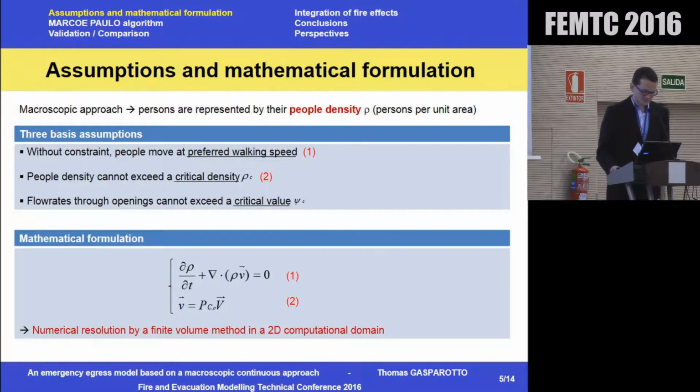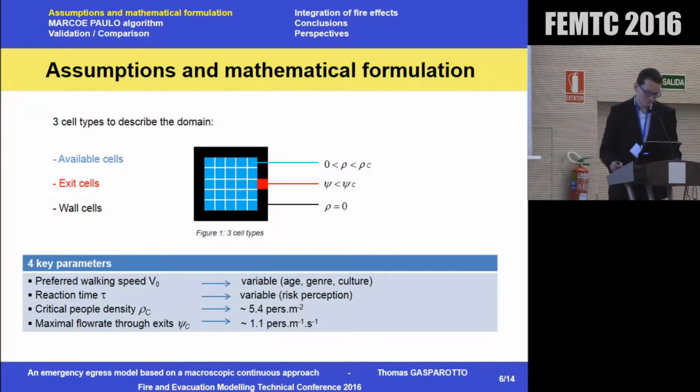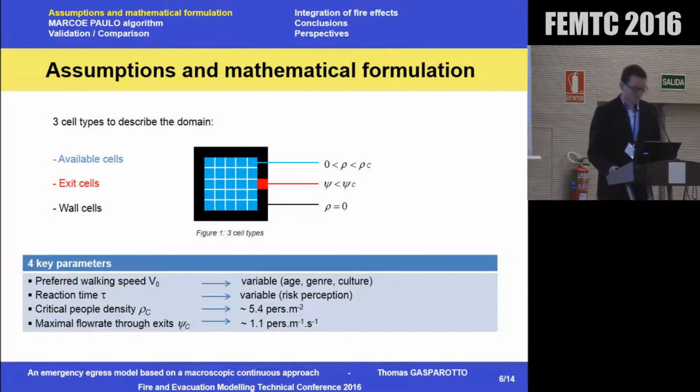A finite volume method is used here to solve numerically the problem in a two-dimensional computational domain, which is considered as a square mesh grid with three types of cells. We have the wall cells, the black cells, which are the physical obstacles which cannot be entered by people. We have the available cells, the blue cells, which are the space available for motion of persons, and the exit cells, the red cells, which refer to the outward exit openings.